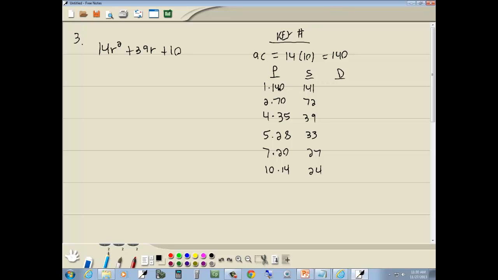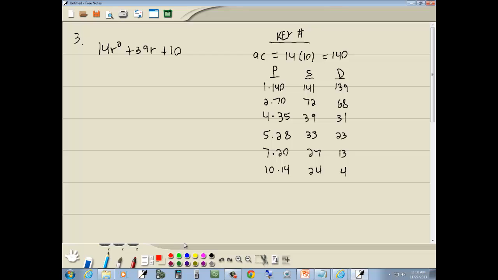Subtract. Smaller from larger. 140 minus 1 is 139. 70 minus 2 is 68. 35 minus 4 is 31. 28 minus 5 is 23. 20 minus 7 is 13. 14 minus 10 is 4.